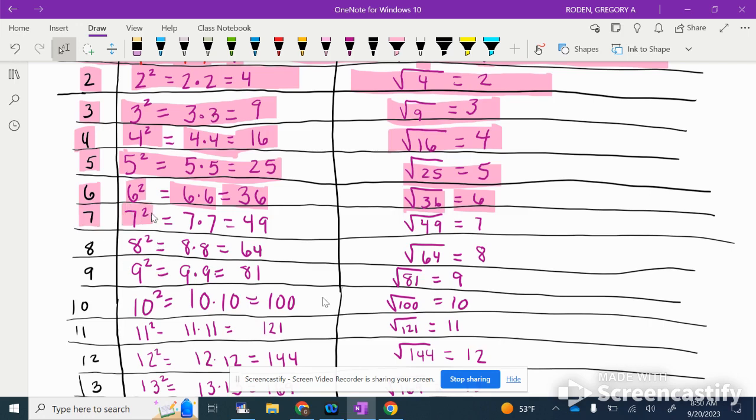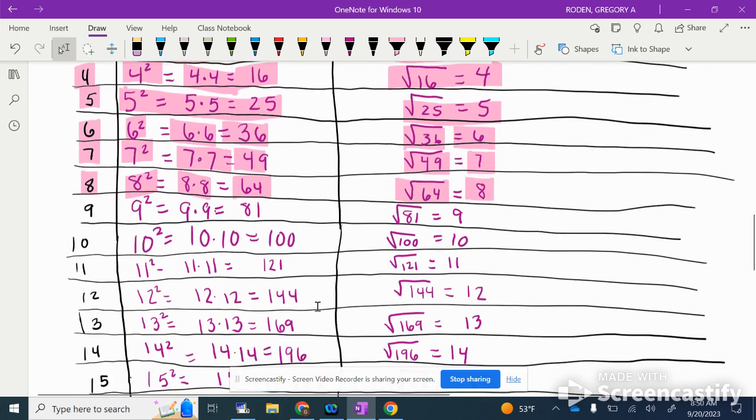7 squared is 7 times 7. 7 times 7 is 49. The square root of 49 is 7. Next number, 8. 8 squared is 8 times 8. 8 times 8 is 64. The square root of 64 is 8. Number 9. 9 squared is 9 times 9. And 9 times 9 is 81. So now we know the square root of 81 is equal to 9.